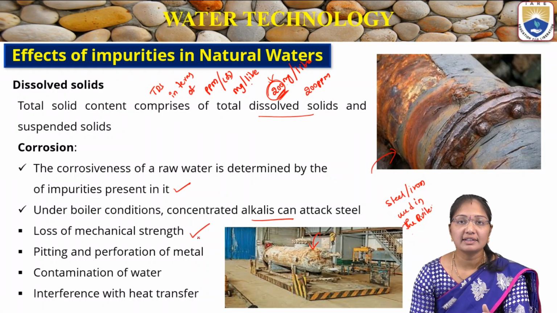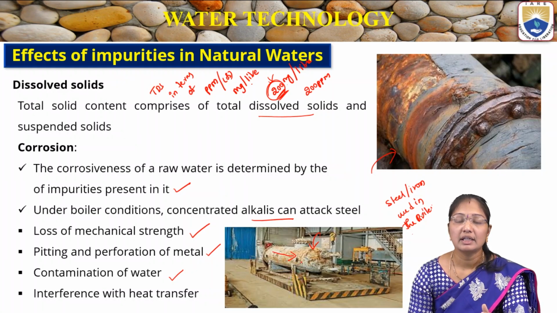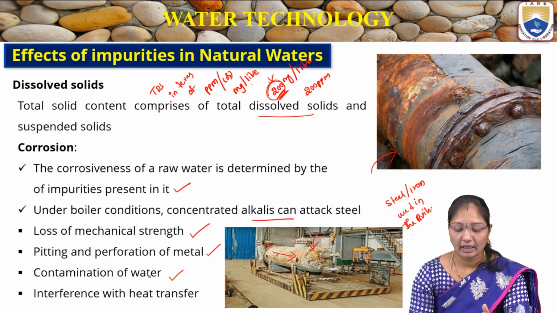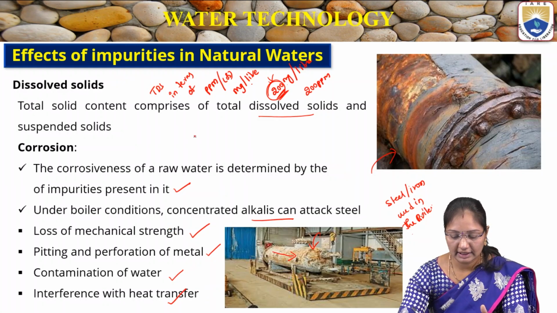It loses its mechanical strength, and there is pitting and perforation of metal and contamination of water. The water used in the pipelines gets contaminated with the corrosion present on the surface of the boilers or pipelines, which also interferes with heat transfer. With more total dissolved solids, we need to use more heat for boiling and higher temperatures for effective boiling. So these TDS, total dissolved salts, cause corrosion in waters.